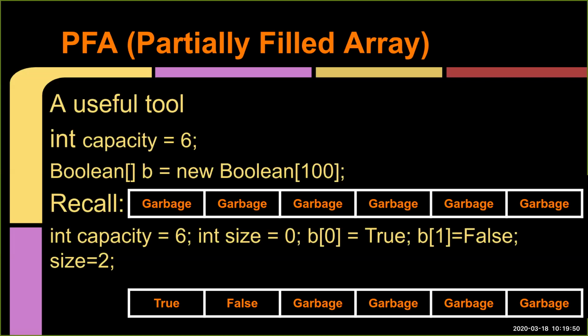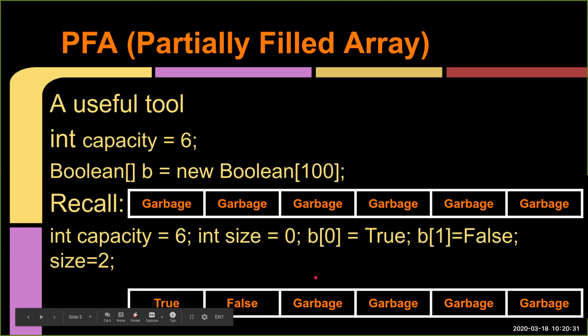So what we do is we keep track of where we filled it, where we put data in it. Here's an example. We make capacity 6. Then we set the size to 0, meaning that nothing in the array is anything we care about. Then we set the first position to true and the second position to false. So here we have true and false, and then we set size to 2. Size tells us how many of the spots in the array are valid that we're using, and it also gives us the index for the next spot.